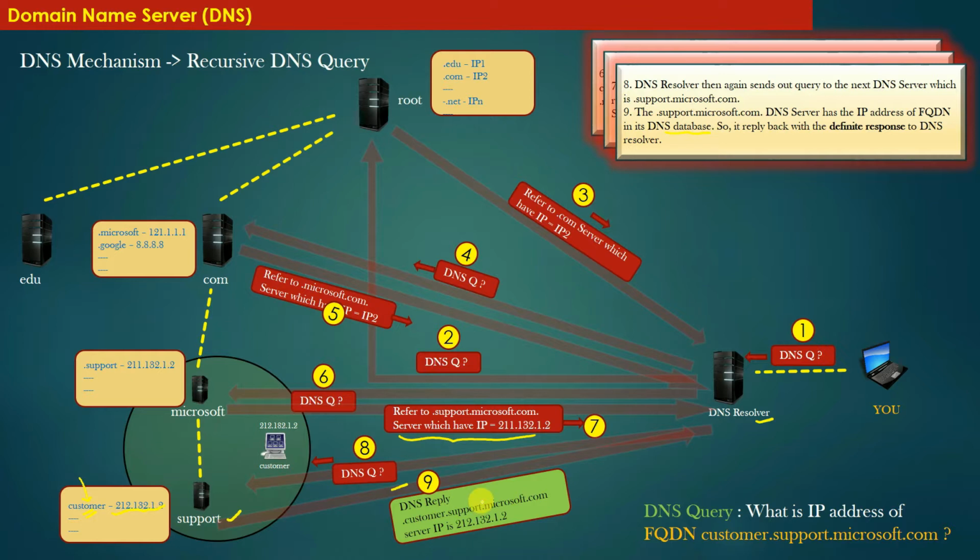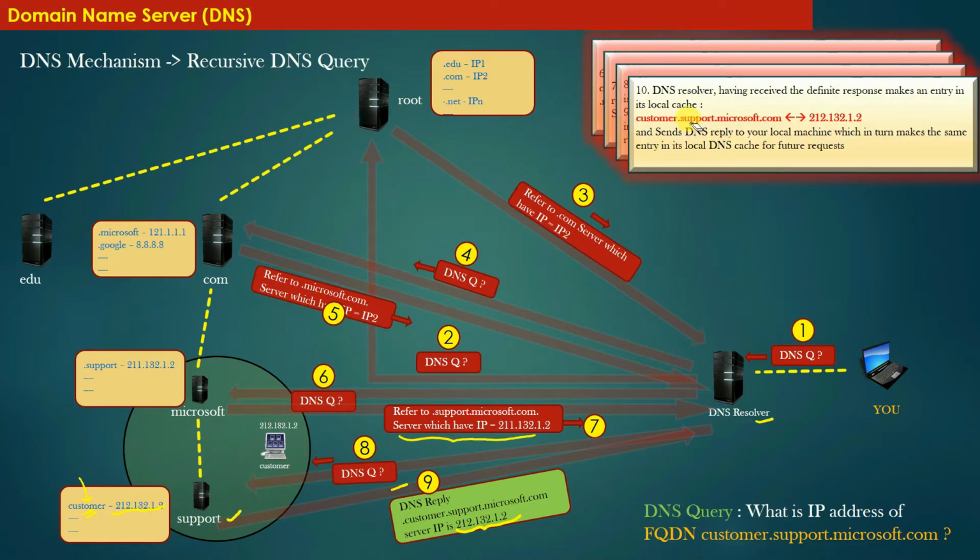Definite response means that it is actually telling the DNS resolver that the actual IP address of the fully qualified domain name is 212.132.1.2. As a result, the DNS resolver has now received the answer it was looking for. So when the DNS resolver has received the definite answer from the support DNS server, it makes an entry in its DNS local cache. And what entry does it make? It makes the following entry. That is, for this particular fully qualified domain name, the IP address is 212.132.1.2.